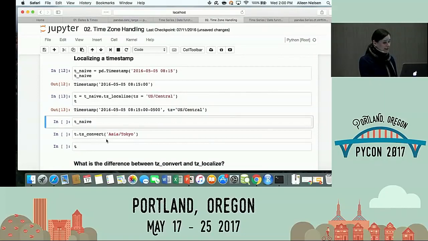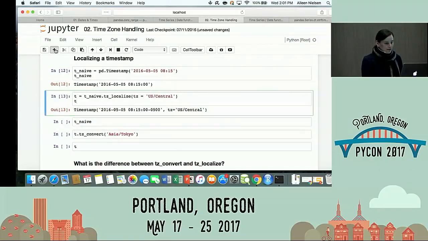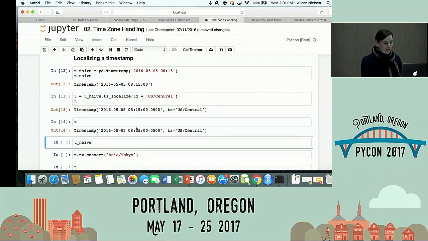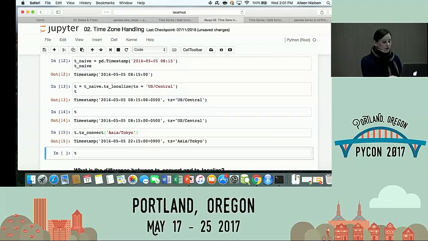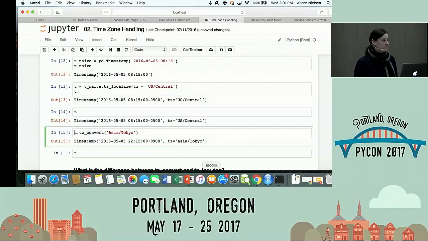If it already has a time zone, I can convert. So we've got t, which now has a time zone. It's in US Central. What if I want to put it on Asia/Tokyo time? Well, I can do that. And what do you see has changed as I went from t to tz_convert? It converted the time. So it doesn't just change the label and leave the time of day. That's the thing to be aware of. It actually updates the time, which I think is what you'd want to do.